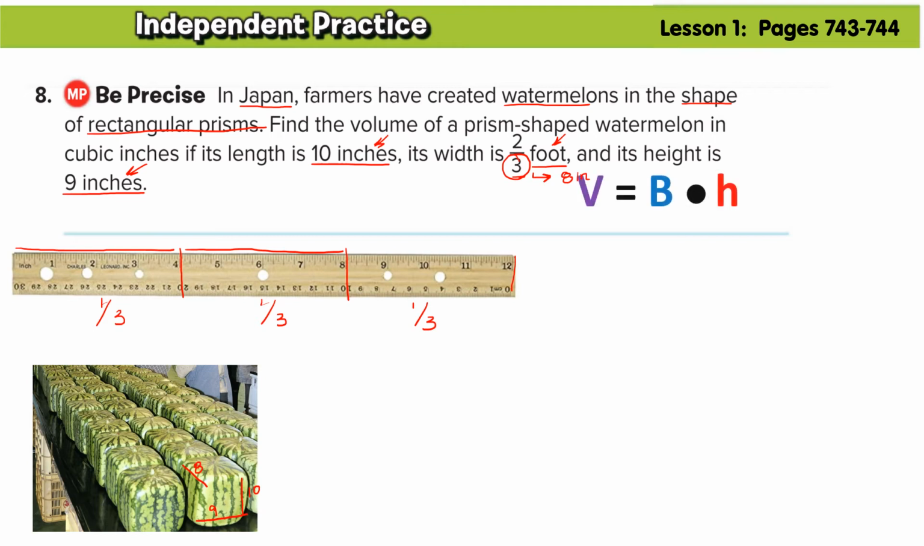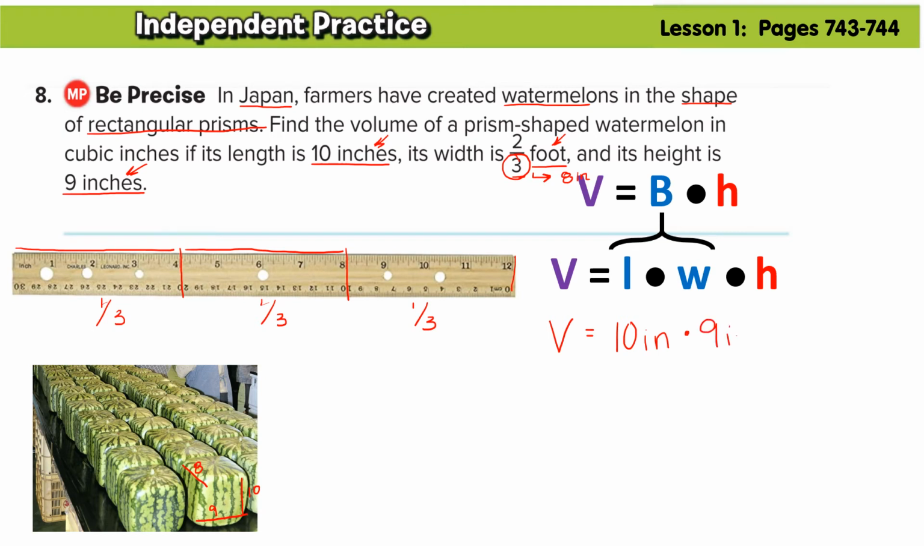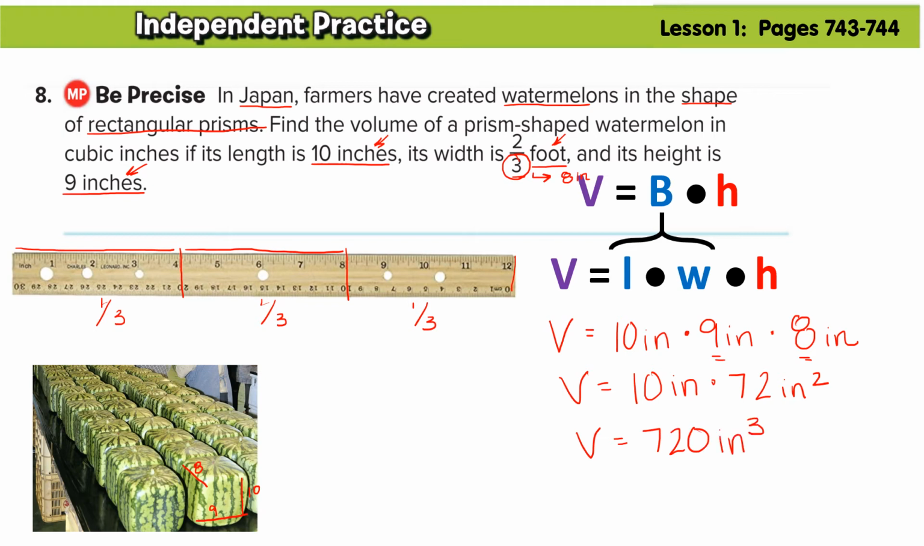All right, so here's our formula. So volume is going to be 10 inches times 9 inches times 8 inches. So volume equals 10 inches, and I'm going to multiply these two numbers first. 72 inches squared, and then the volume equals 720 inches cubed. And there you go.